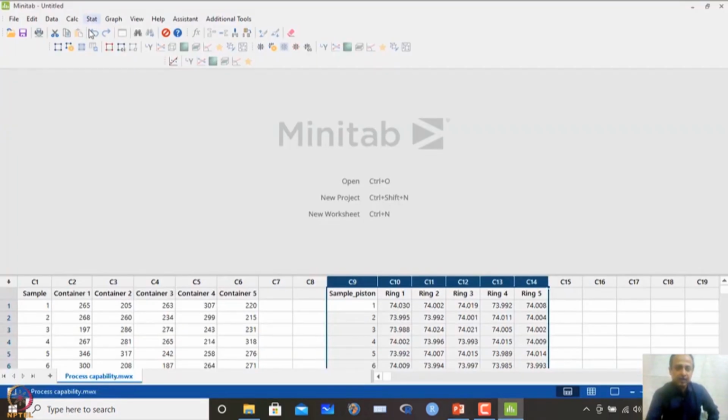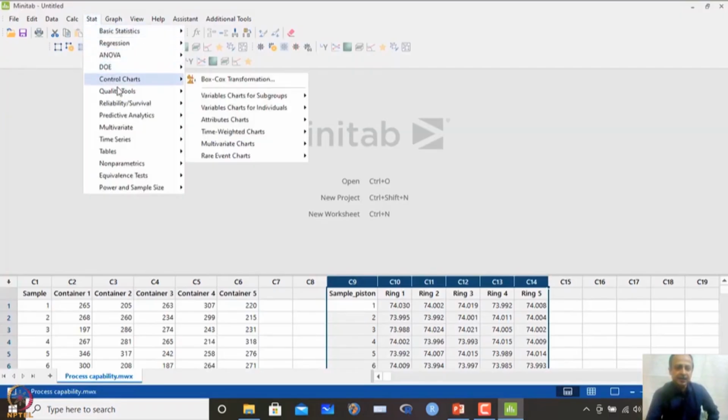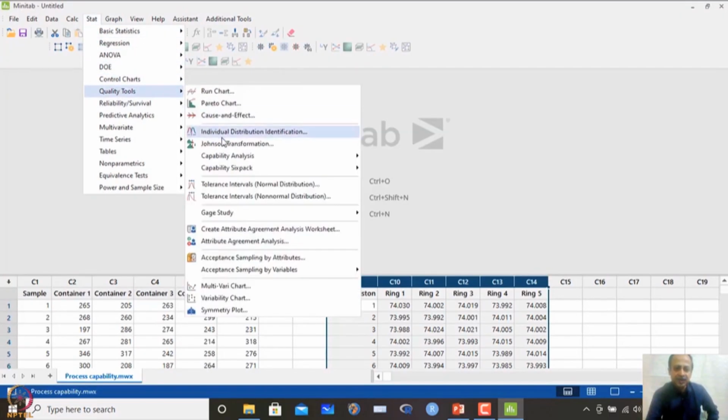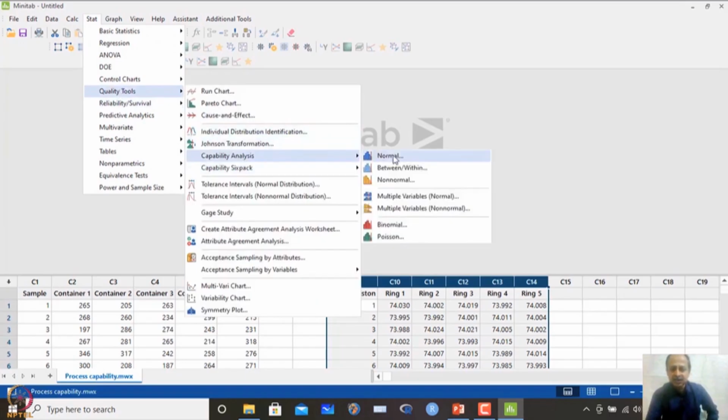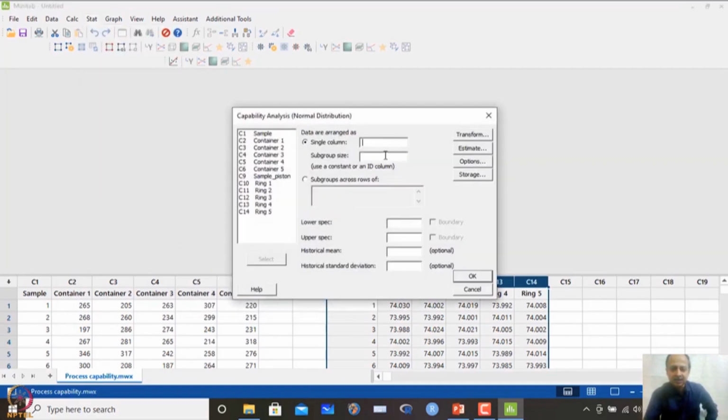Okay. So, what you do is Stat, Quality Tools and Capability Analysis over here. Assuming normality, there are various options over here. I will take the simplest one, assuming normality. Normality can be checked, so we are not doing that at present. Are they in a single column? No, the subgroups are in different columns. So, this is ring 1 to ring 5, we will highlight this one and enter over here.